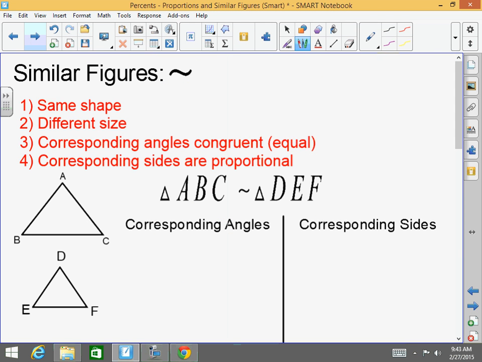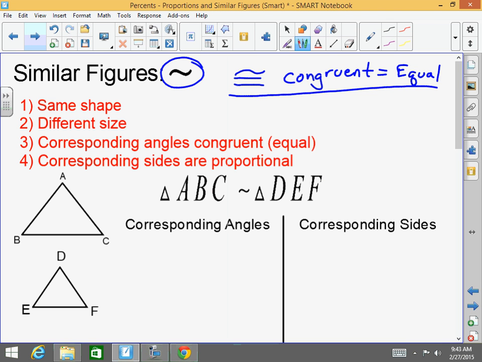Now, last but not least, similar figures. Before we talk about similar figures, guys, I got to show you this similar representation. That little symbol means similar. And later we're going to see something that's called congruent. Congruent is this symbol. And congruent means equal. Similar is not equal. Congruent is equal.